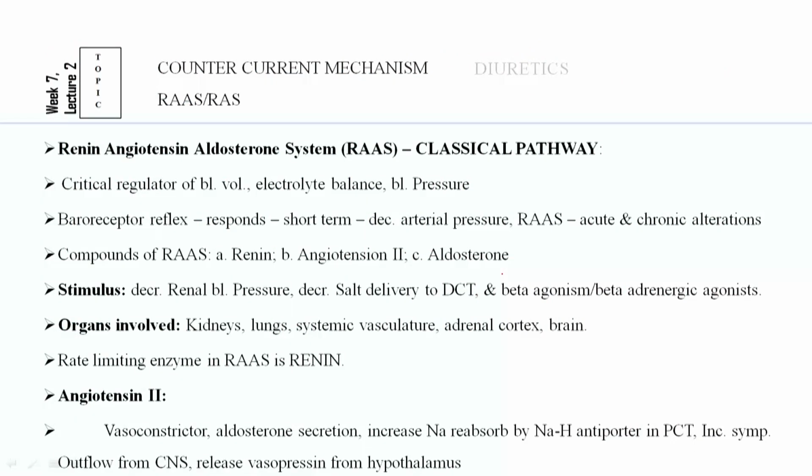Fine. I hope you are clear now about the countercurrent mechanism. Please go through the literature and the books so that it will be much clearer to you. And then next will be the renin-angiotensin system, or the renin-angiotensin-aldosterone system. Let us see the classical pathways. Why is the renin-angiotensin system important? Because it is a critical regulator of blood volume, electrolyte balance, as well as blood pressure, in order to maintain homeostasis.